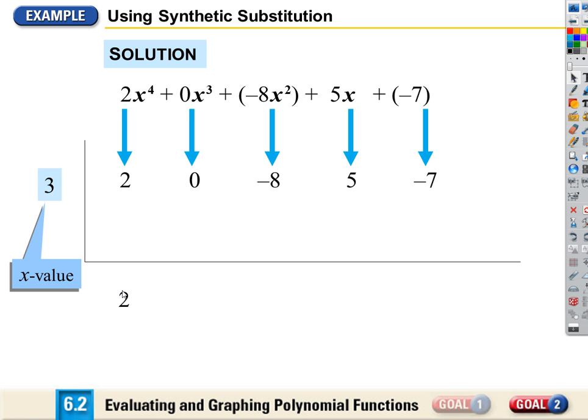Here's the rule. Whenever a number appears below the bracket, you always multiply by the value that's outside and push that up diagonally into the next column. Okay? Then you add those two numbers and repeat. Add and repeat, add and repeat until you get to the end, and that's it. So 3 times 2 is 6, and then add 0 to it. I want you to remember that with synthetic processes, you always add.